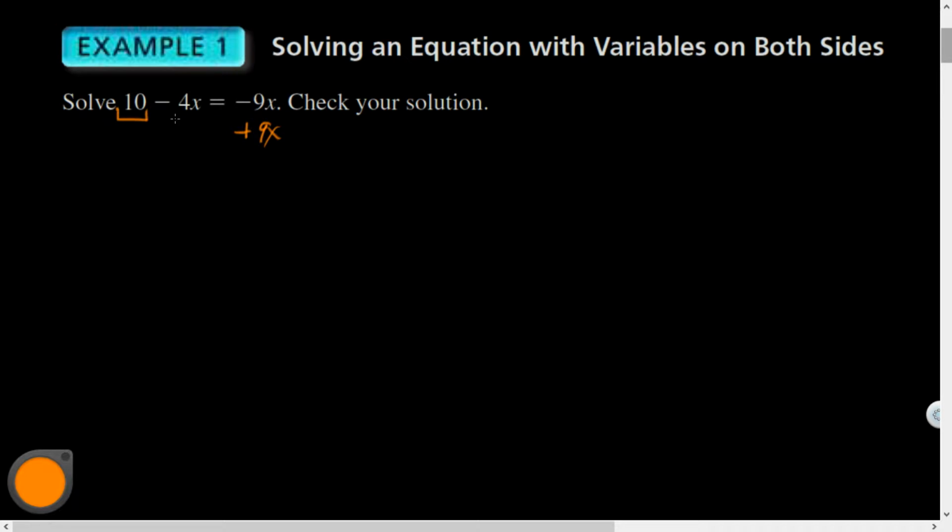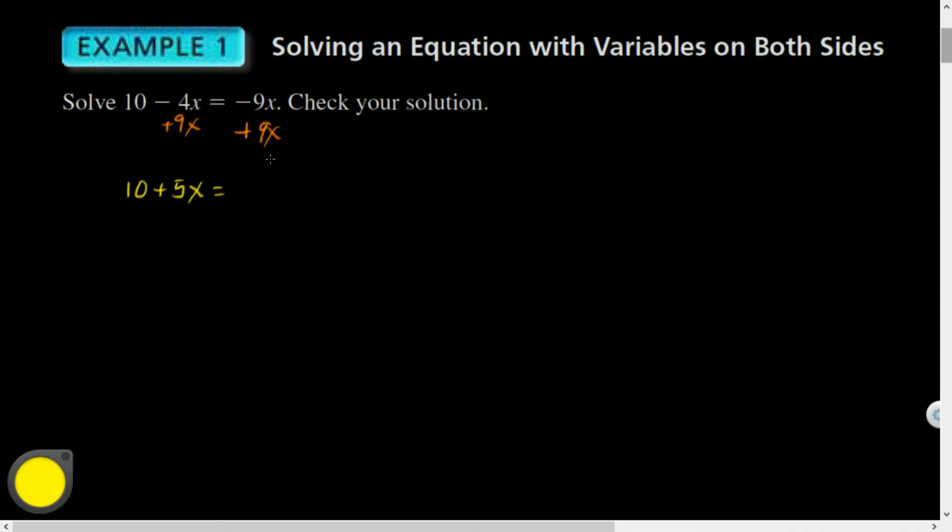Should I put it under the 10 or under the -4x? Yeah, because those are like terms, right? So let's put it with its buddy. So I'm going to have 10, -4x plus 9x. It's the same as 9 minus 4. That's positive 5x. Equal sign coming down.